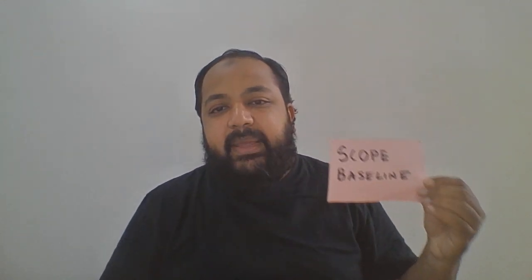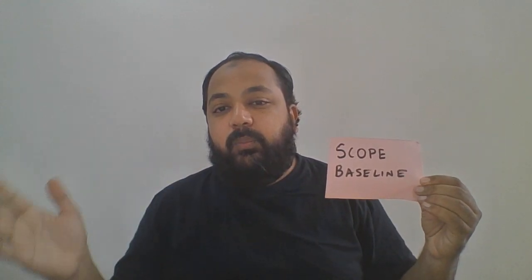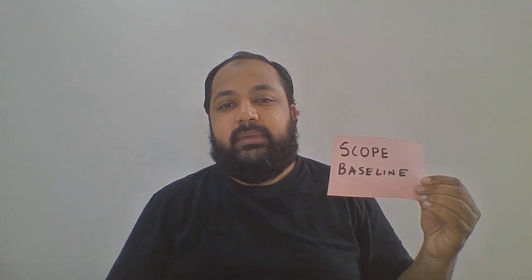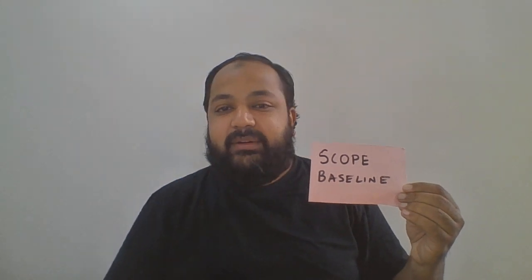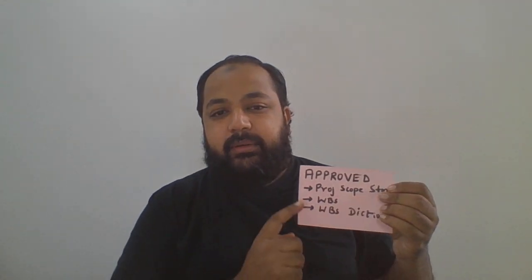Okay, all this is finally going to make something very important called your scope baseline. This is the output of this process, Create WBS. The Create WBS output is not the WBS, it is the scope baseline. Yes, the scope baseline will have the WBS as well as the WBS dictionary in it. So it will have the approved project scope statement, the WBS and the WBS dictionary. These things will be there in the final baseline.